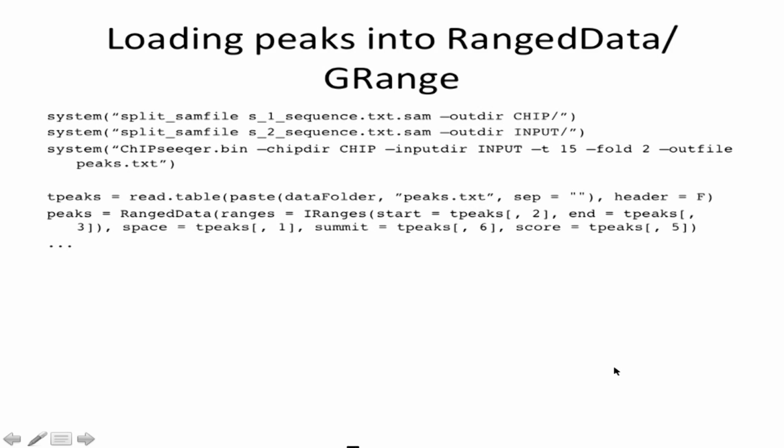This is an example where you would run ChIPseeker, a tool we have, using the system command. It would produce a file of peaks, and you can load this file into R and very easily create a GRanges object using the peak file that comes out of this tool. Or again, a lot of tools will produce this kind of BED-like format that you can load into R very easily.